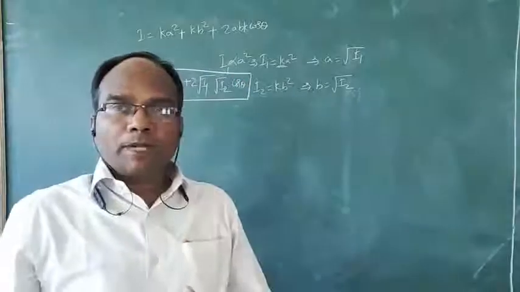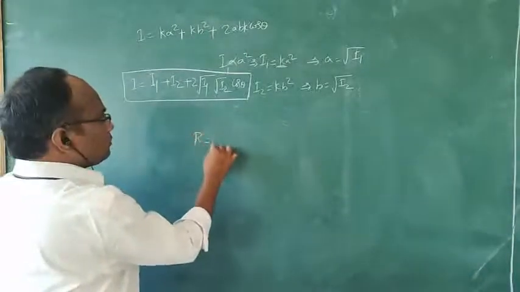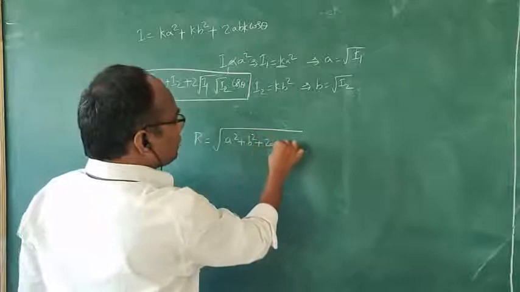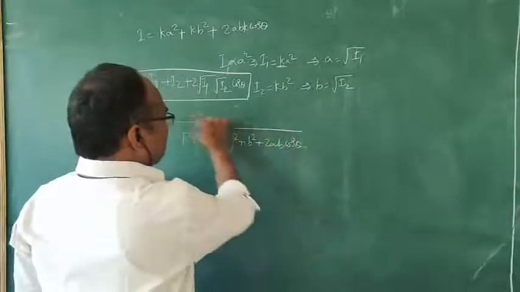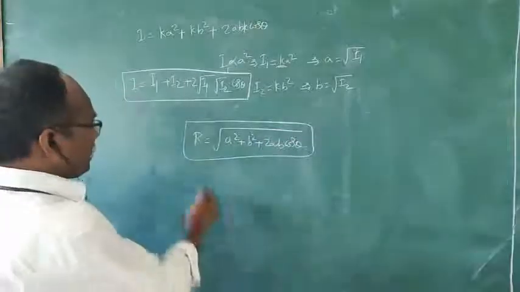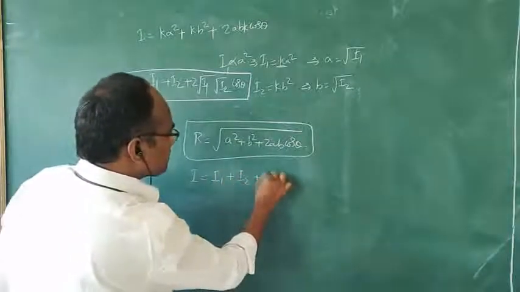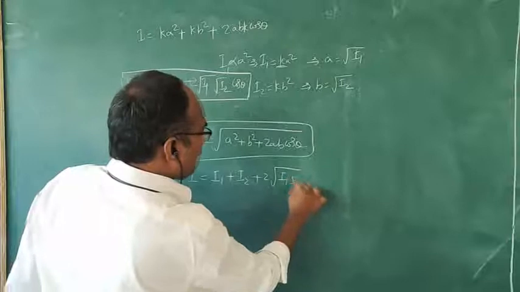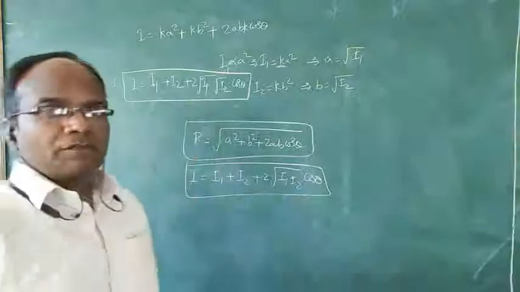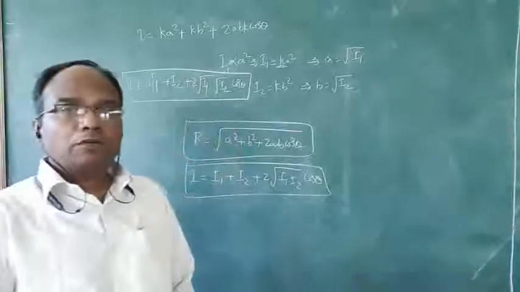So we have studied two formulas. One is what? R is equal to root of A square plus B square plus 2AB cos theta. Very, very important formula. Another formula is intensity: I is equal to I1 plus I2 plus 2 root of I1 I2 cos theta. These two formulas are important for competitive exams also. So this is a note point which you have to remember.